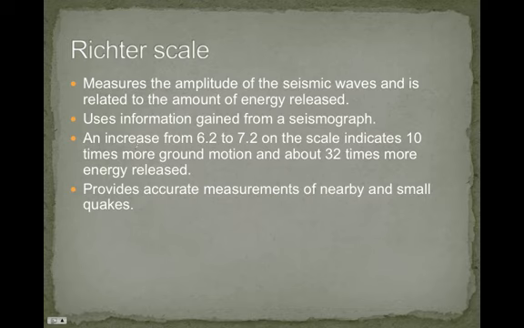An increase from 6.2 to 7.2 on the scale indicates about 10 times more ground motion, about 32 times more energy released. So it's what we call a logarithmic scale, which means that, unlike a linear scale, where you see a nice little line here, with a logarithmic scale, as we go up, or in the Richter scale from like a 1 to a 4, we see a curve up. We see a lot greater change the higher you go up. It does provide accurate measurements of nearby and small quakes, but for distant earthquakes and very large earthquakes, we had to go to a different scale.